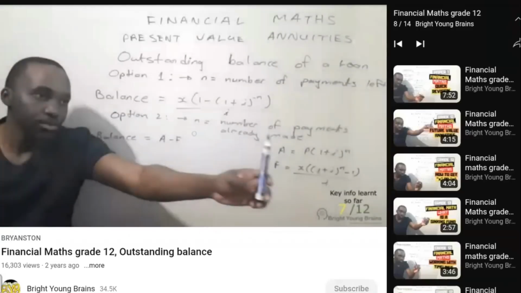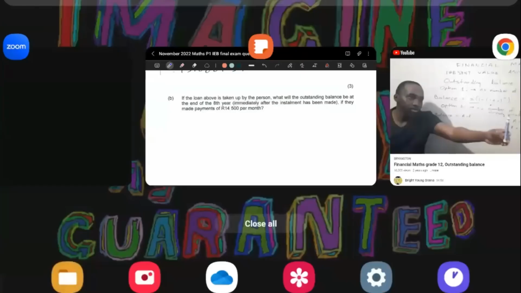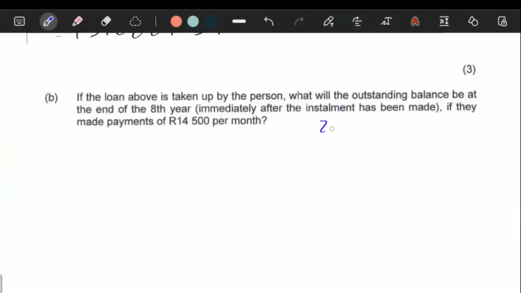Option 1 is if you have the number of payments that still need to be made. You can say that the balance is equal to this figure here, where n is the number of payments that are left. So in our case, we're going to use that version, because 20 years minus 8 gives us 12 years left. Those 12 years times 12 give us 144 payments left.